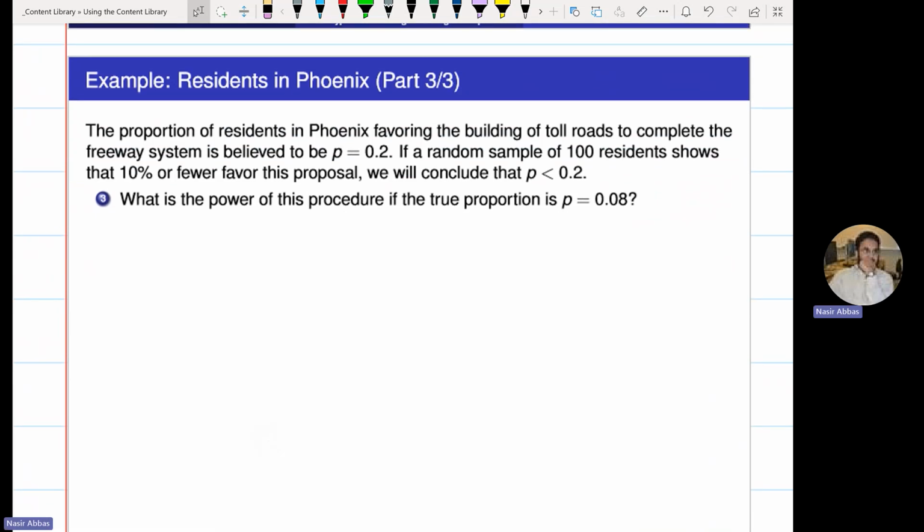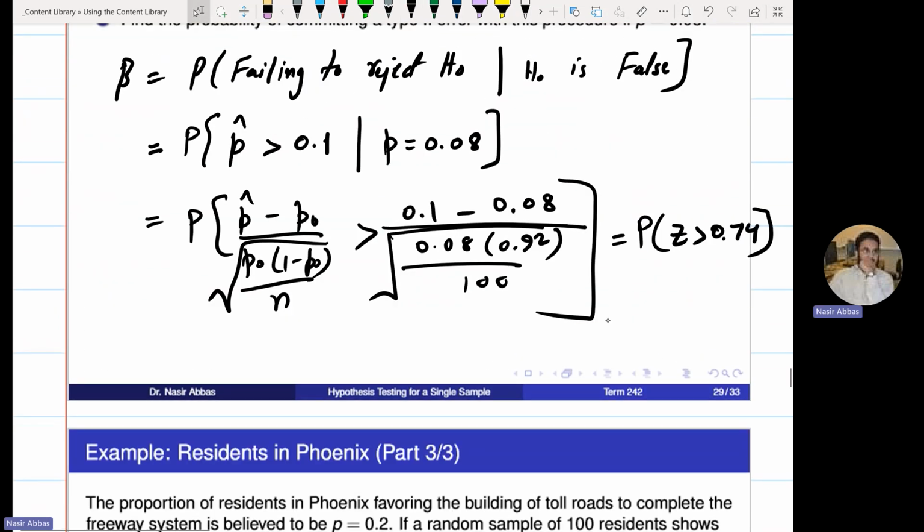Look at this question. For this question, you need to solve the previous question. What is it asking you? Power. Power is what? So you get beta from the previous question. You get it from there and plug it into the power. 1 minus beta will be the power.